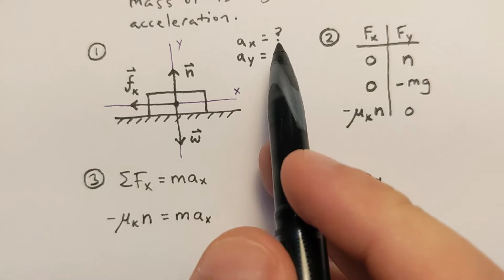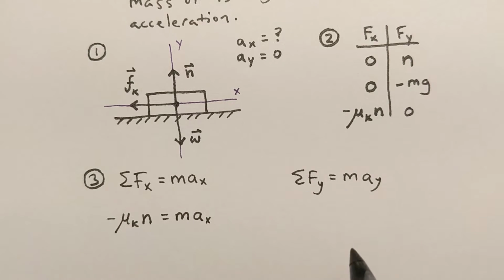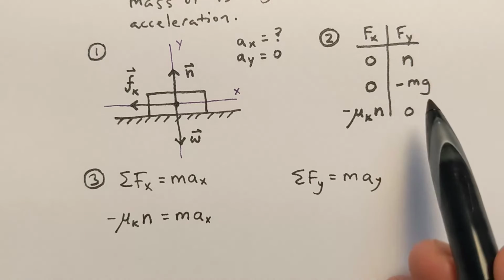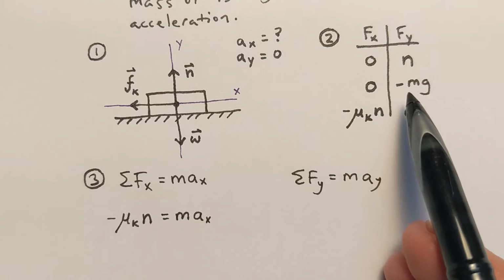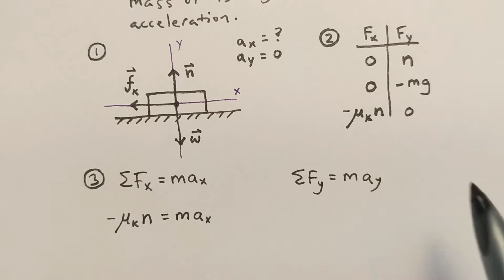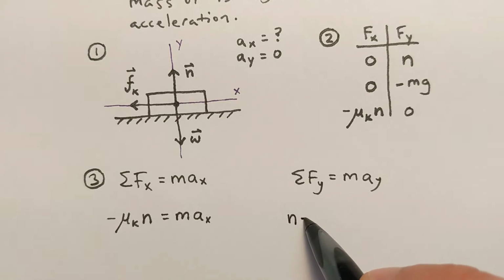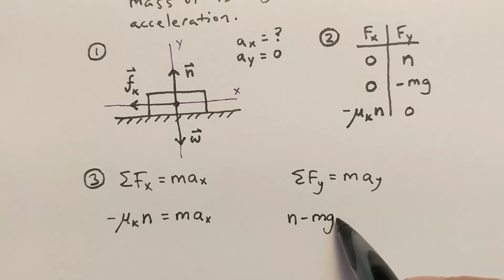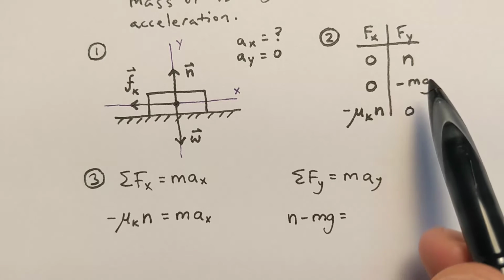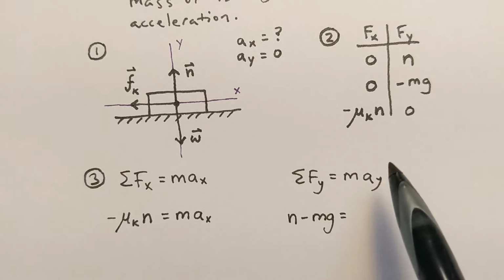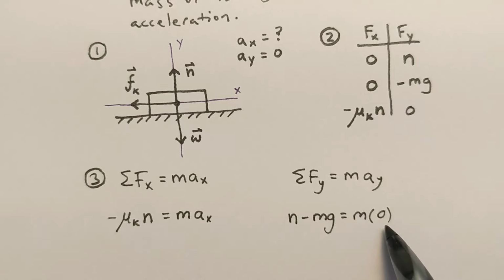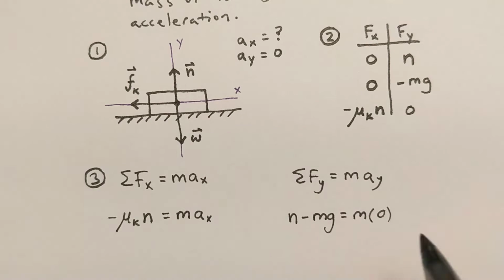We don't know the acceleration in the x direction, so we're going to leave it as acceleration x. In the y direction, we have normal force plus negative mg plus 0. So add those together. Normal force plus negative mg plus 0 is going to be equal to mass times acceleration in the y direction. Acceleration in the y direction is 0, and 0 times any number is 0, so this is going to equal 0.